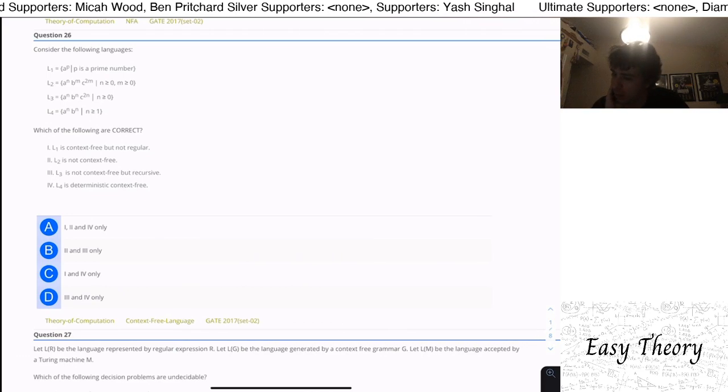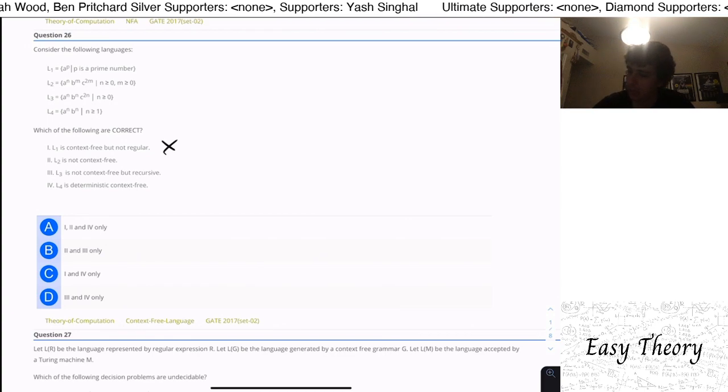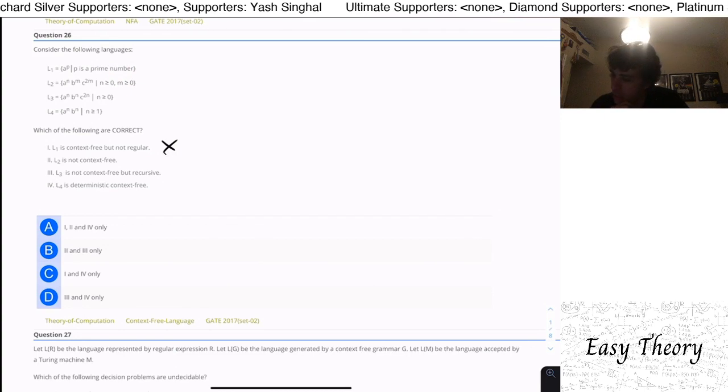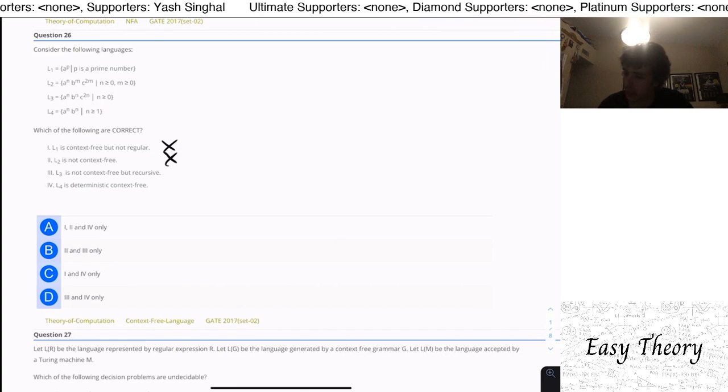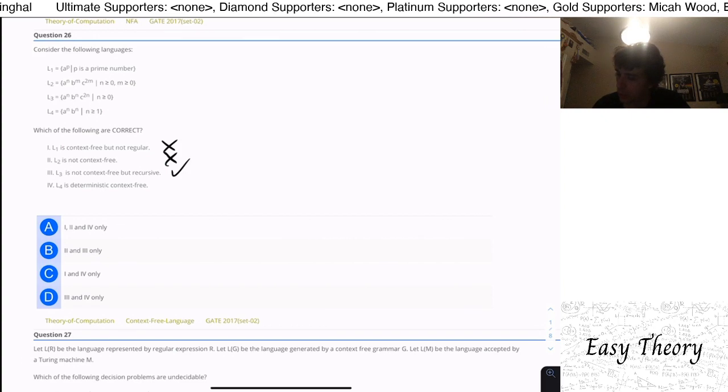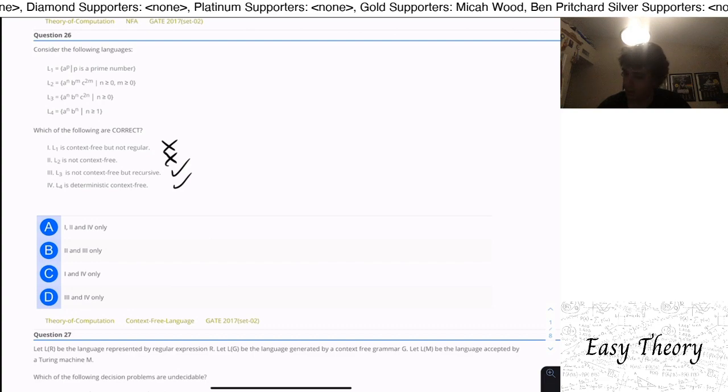Okay. L1 is context-free but not regular. No, because this language is not even context-free. L2 is not context-free. That is not true because it is context-free. L3 is not context-free but recursive. Yes. L4 is deterministic context-free. Yes. So I would go with 3 and 4 here. So I would say D.